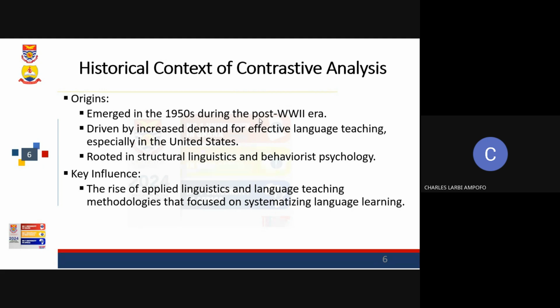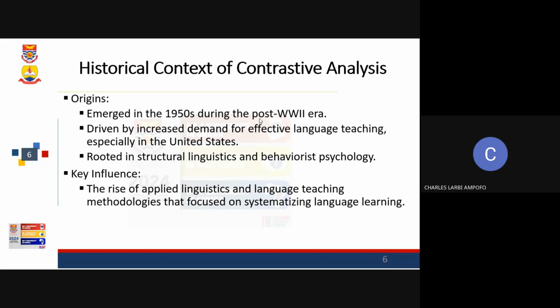So the influence, so we've spoken about the origin. We said that it emerged in the 1950s, after the Second World War era, or around the time when the Second World War ended. And it came about because of the increased demand for effective language teaching, especially in the United States.